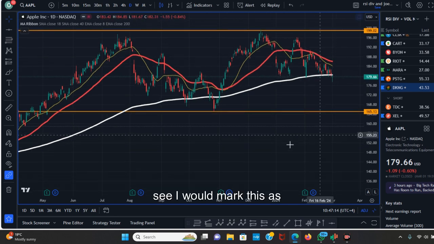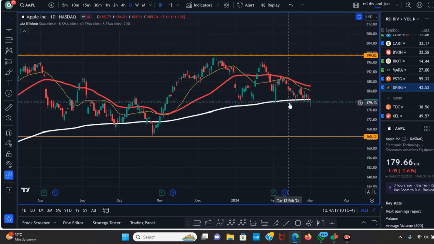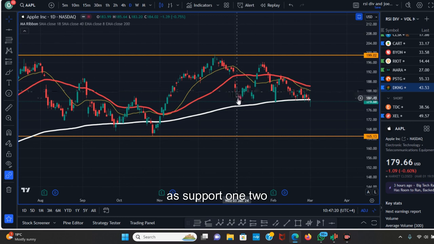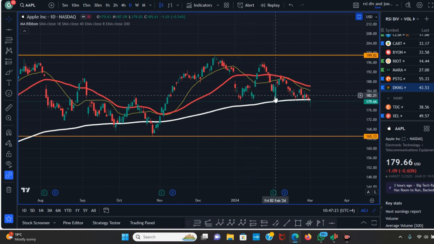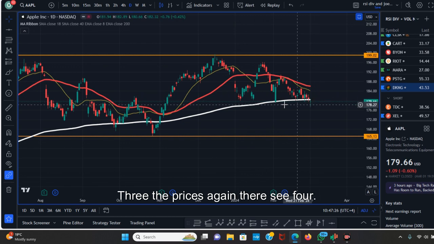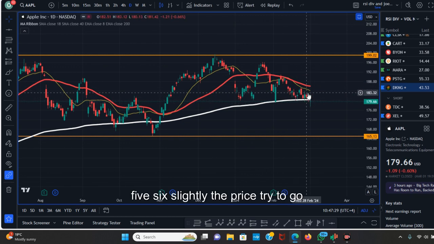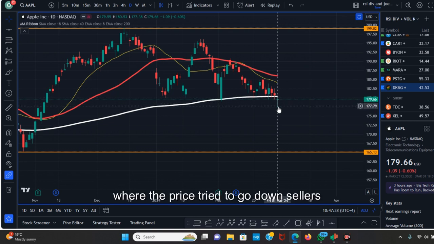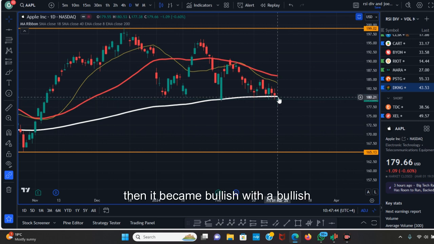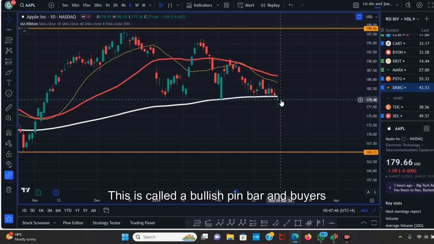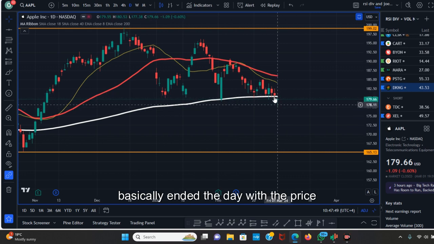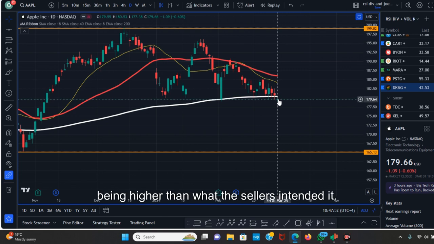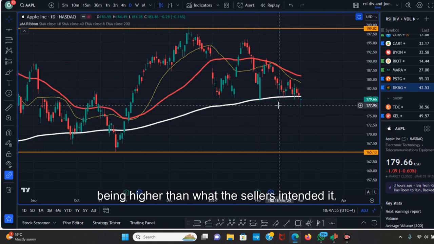See, I would mark this as support. 1, 2, 3. The price is again there. See, 4, 5, 6. Slightly the price tried to go through this, but then it's an indecision candle where the price tried to go down, sellers came in, then it became bullish with a bullish pin bar. This is called a bullish pin bar, and buyers basically ended the day with the price being higher than what the sellers intended it to be.